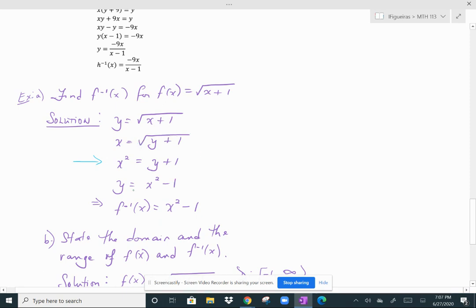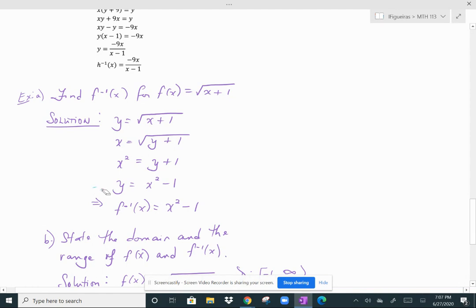Then you have to subtract 1 from both sides to get the y alone. So you get that y is x squared minus 1. And then last step is replace the y with f inverse. So f inverse of x is x squared minus 1.